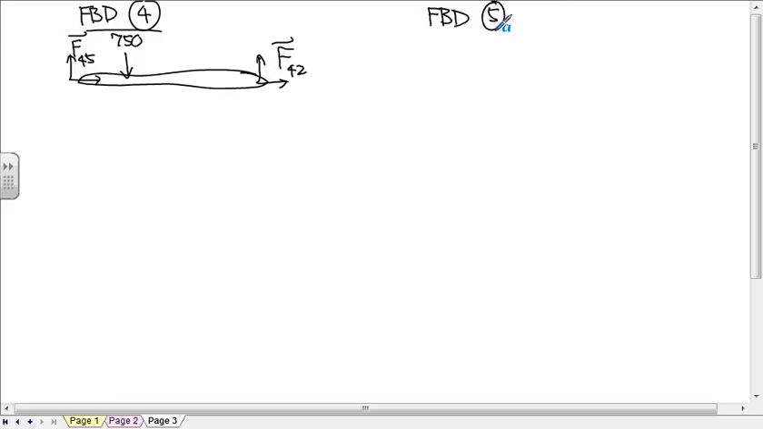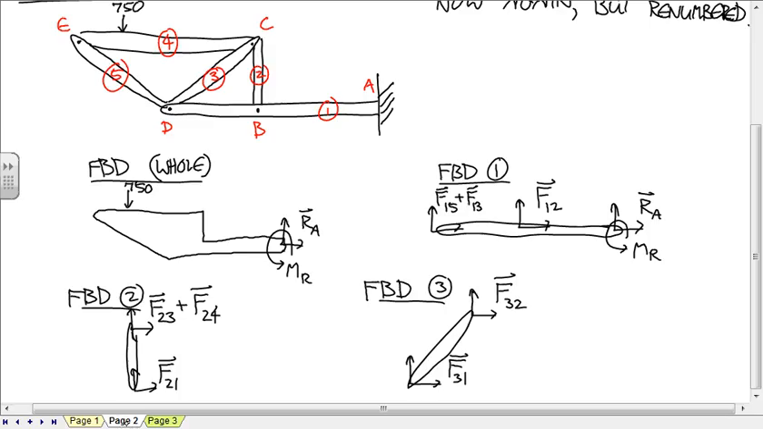And then for member 5, the highest numbered member never has any pins connected to it. So all you ever have on the highest numbered member is any external loads on it, and then the forces from other members are just coming from the pin. So we have the force on 5 by 4 here, and the force on 5 by 1 here.